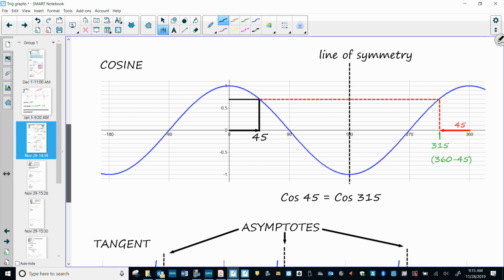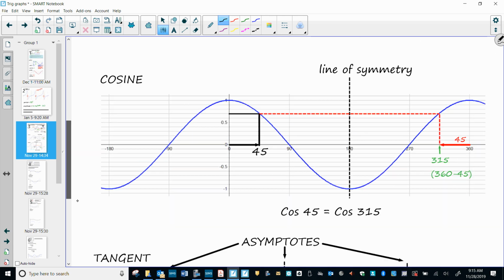Okay? So for our line of symmetry for cos, if you have an angle here, 45, then the same value here would be 360 subtract that number, because our line of symmetry is here, so this represents 45, that represents 45. So cos 45 would equal cos 315. Okay? That was a lot easier.